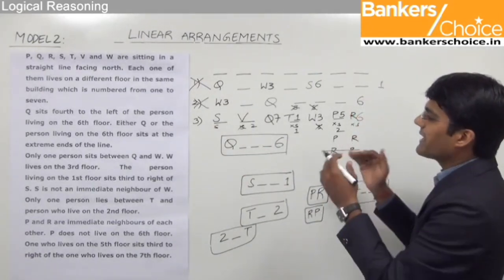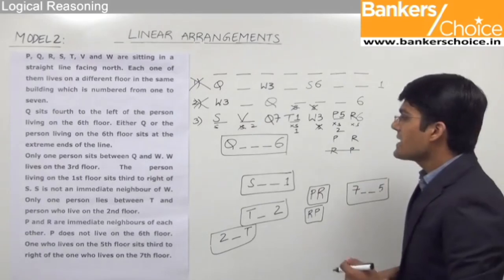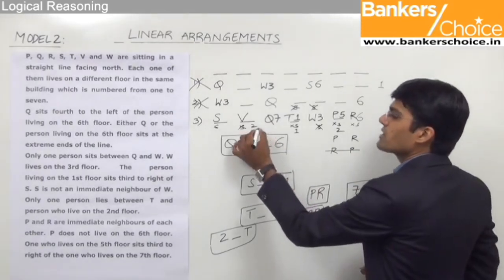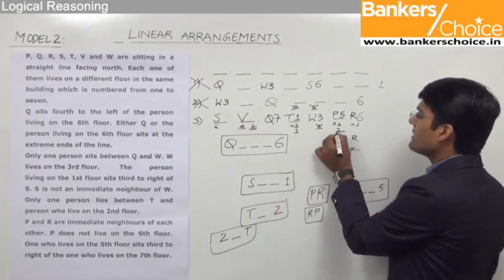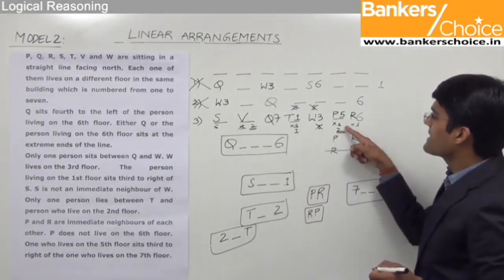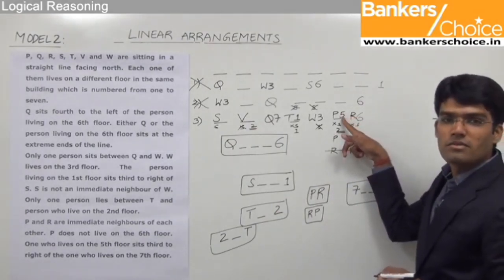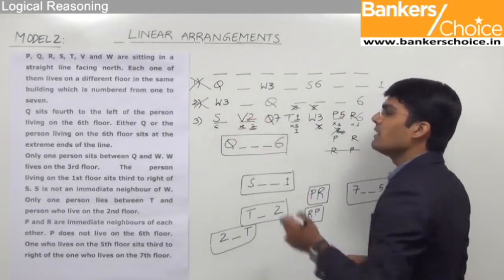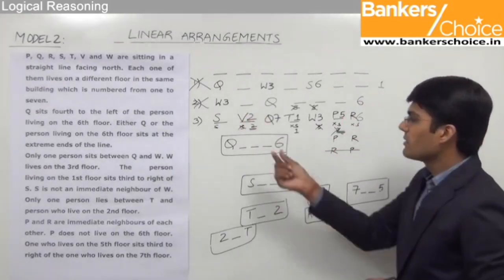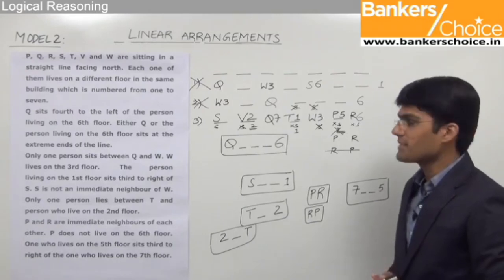And now we need to fill the gap for the floors there. As already discussed, there were two possible positions for the second floor. Either it takes this position or this position. But this place has been fixed by the fifth floor. So 2 cannot come here, and if it cannot come here, it has to come in place of V. So now the second floor also has been fixed.